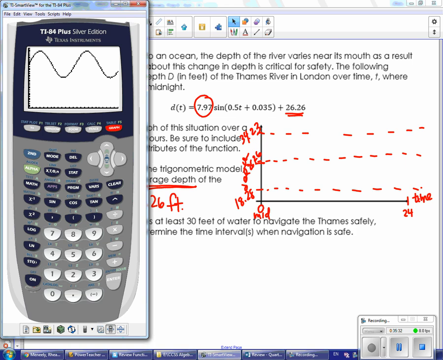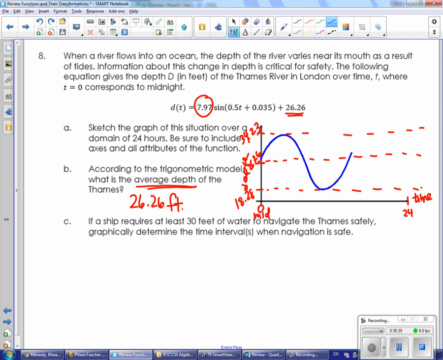Now this isn't going to stick up here, so I'm just going to have to sketch. Looks like it starts a little bit above my midline, goes down, up, and back up. Okay? And ultimately, what we want to do is figure out during which time intervals it's safe to navigate. If this ship requires 30 feet, and 30 feet is probably in here somewhere, if I look at my paper, I can see that this is where the water is deep enough. This is where the water is deep enough. So I need to figure out these time intervals on my x-axis.